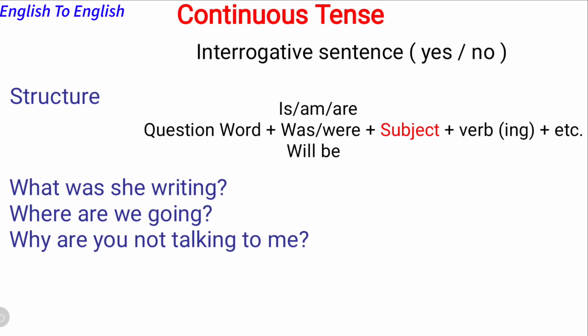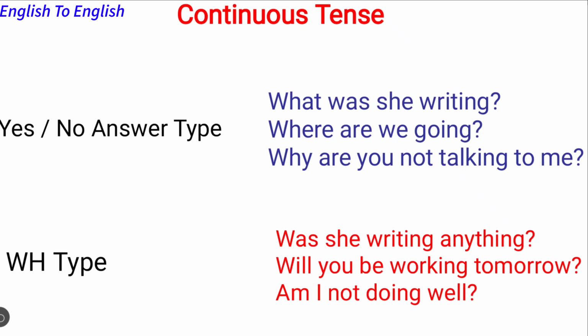Where are we going? Why are you not talking to me? So these are the questions where we can't answer with just one word like yes or no. Not at all. We have to explain the reason: what was she writing, where are we going, and why are you not talking to me. So these are not questions that we can answer in just one word. We have to explain the reason, we have to provide some information. Okay, let's move ahead and see the difference between WH type and yes or no answer type questions.